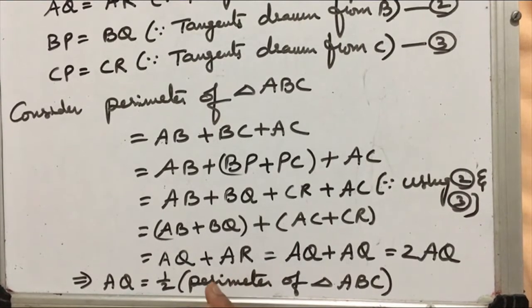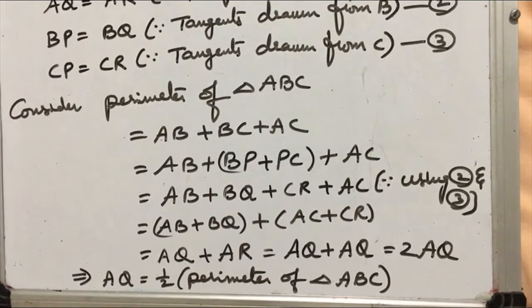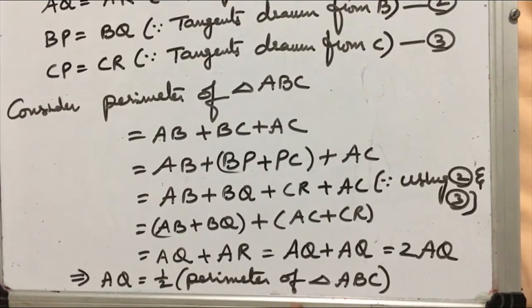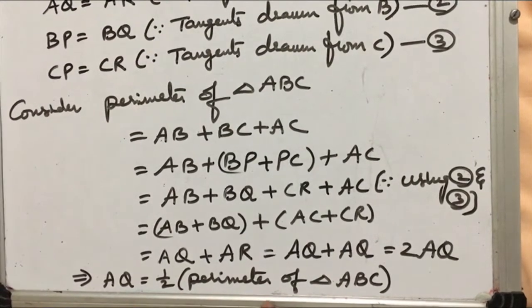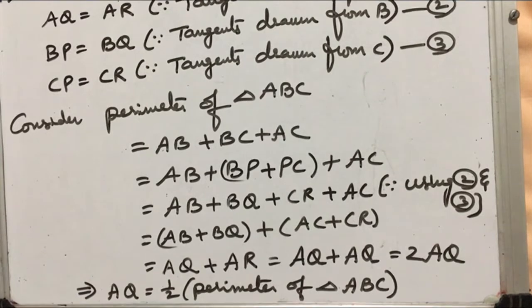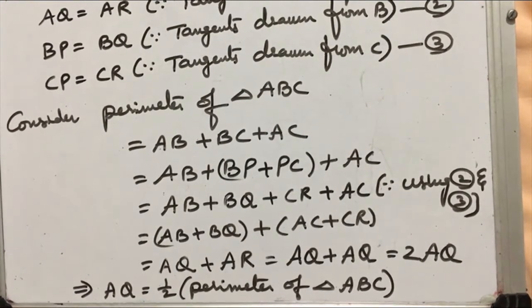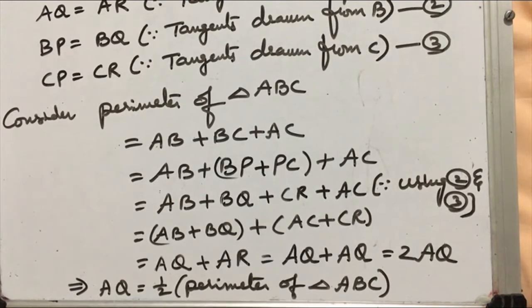Or else sometimes they may give the perimeter of this triangle ABC. Then you can find the AQ value as half of the perimeter of triangle ABC. If the perimeter of triangle ABC is some 14 centimeters, what is the value of AQ? It is nothing but half of 14, which is 7 centimeters.